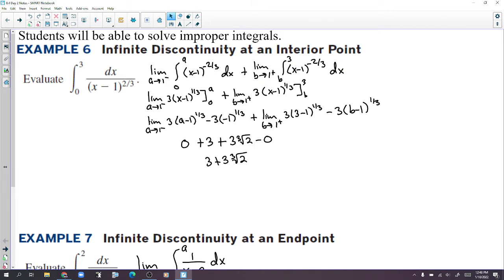This is section 8.4, day 2 notes. Students will be able to solve improper integrals. Here we have to evaluate the integral from 0 to 3 of 1 over (x minus 1) to the 2/3.